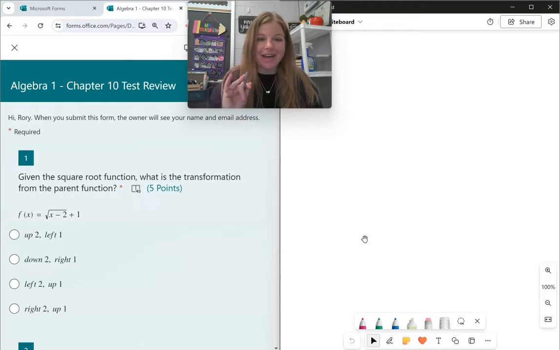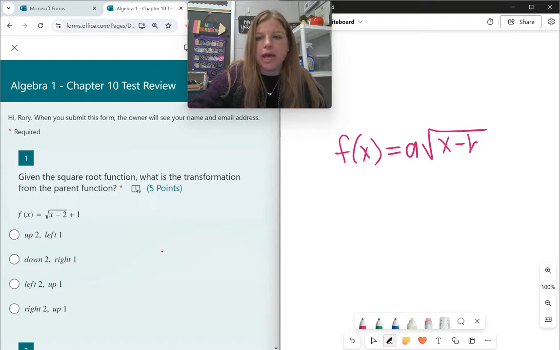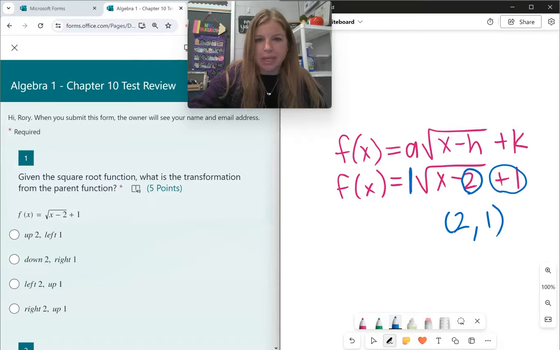Let's take a look. First one, given the square root function, what is the transformation from the parent function? So first off, let's remember that our form is a times the square root of x minus h, and then plus k. So when I see f of x equals square root of x minus 2 and then plus 1, I know that my a is 1. I know that my h is 2 and my k is positive 1. So 2, positive 1 is my hk.